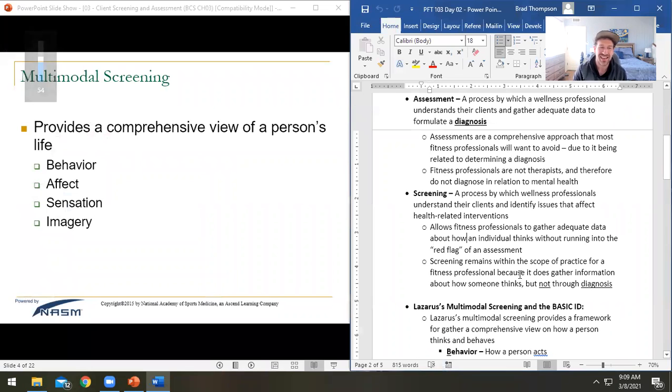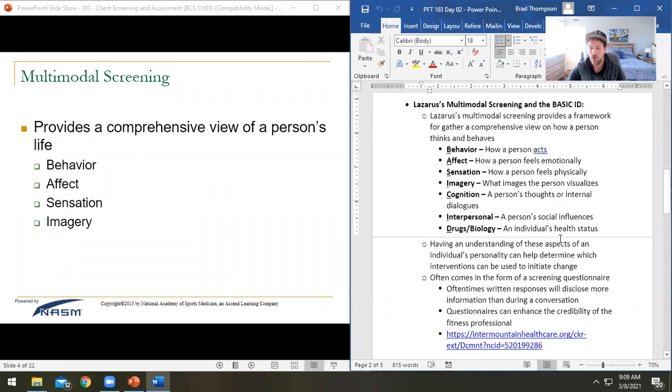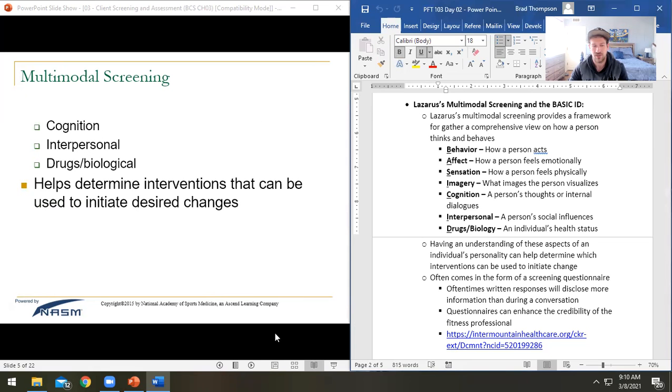All right. Okay. So that's sort of an intro to what we're going to be going over here. Looking at this idea of multimodal screening, we want to understand these categories, the BASIC ID, which will hopefully help you remember that we want to understand our clients' behaviors, affect, sensation, imagery, cognition, interpersonal relationships, and then drugs and biology. So the multimodal screening process, right? We're looking at all these different things.